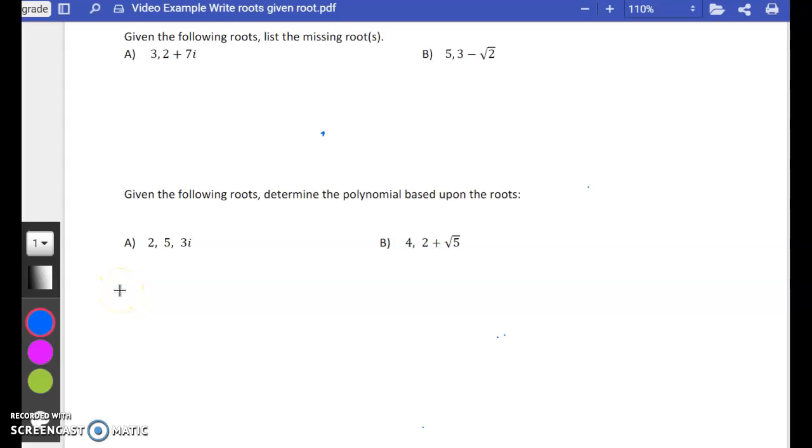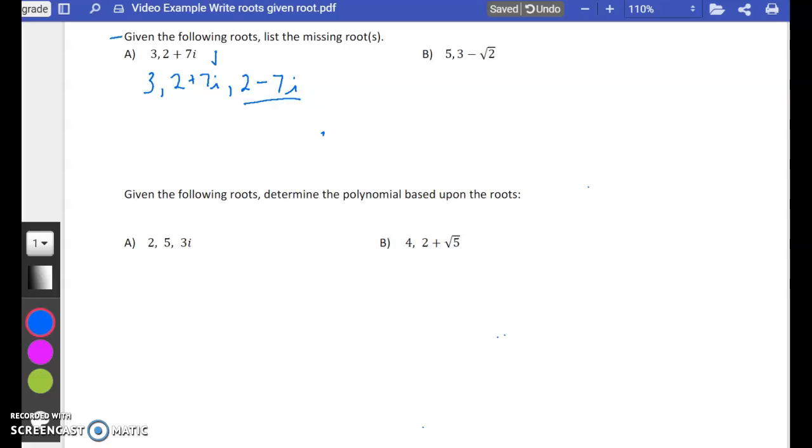Okay, so here are some examples for roots. Given roots, determine other roots. So given the following roots, list the missing root or roots. We have a root of 3. We have 2 plus 7i, that is all one root. And because we have a 2 plus 7i, we have to have a 2 minus 7i. So this is the missing root out of that set.